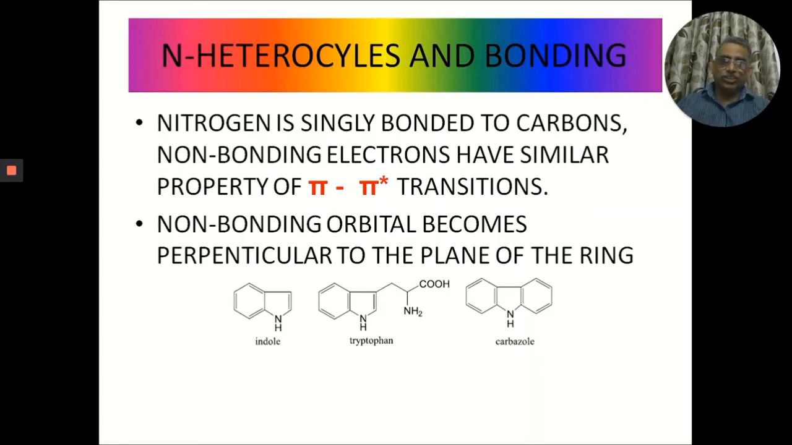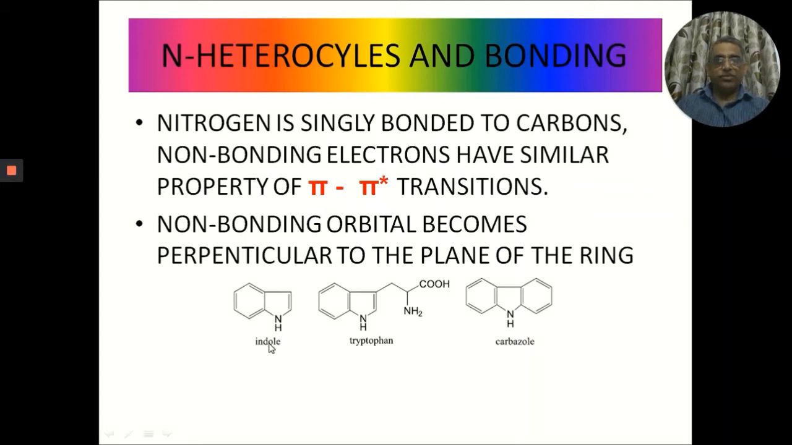So what you see is of the pi to pi star transition. If you have the non-bonding orbital, the non-bonding orbital becomes perpendicular to the plane of the ring also. That is interesting to look at once you make a bond with the proton. And you can see, for example, indole, tryptophan, carbazole, they're all highly fluorescing molecules. And they have the heterocyclic nitrogen, but the only difference is it has single bonded carbons, and also it has the bonding with the hydrogen.